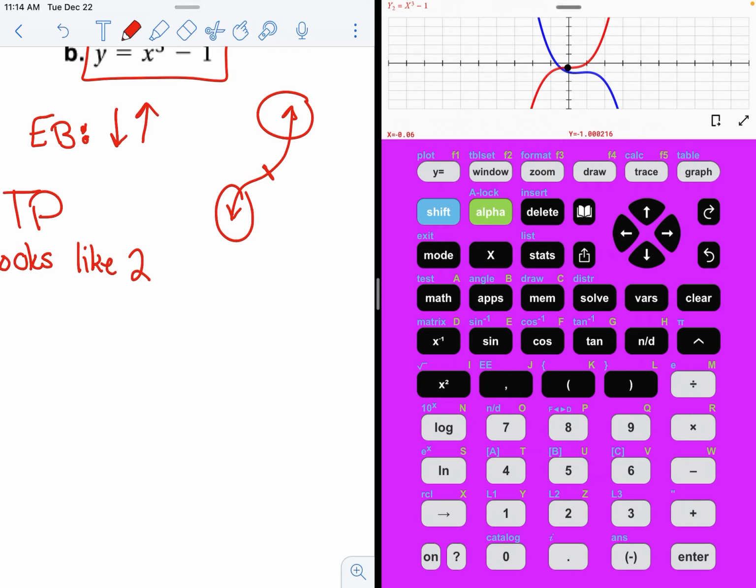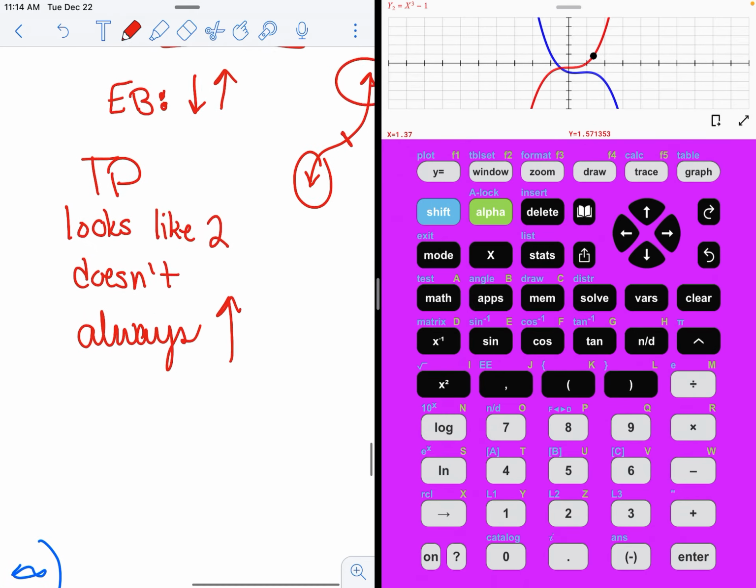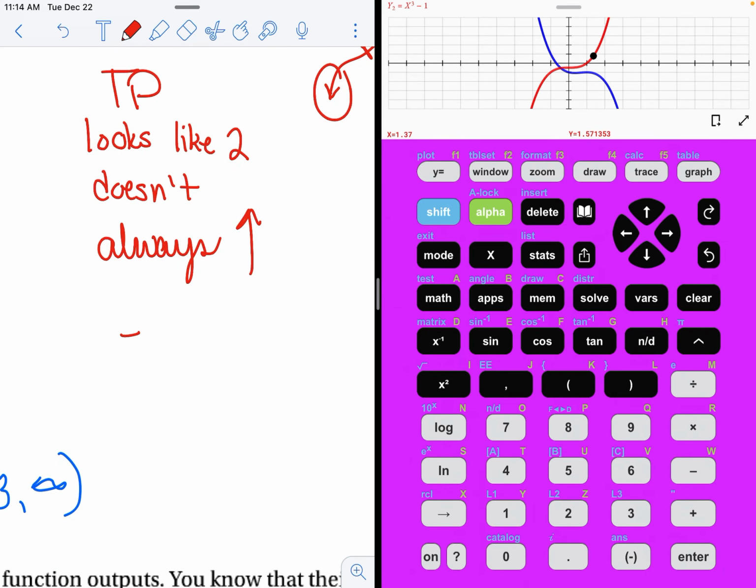Let's keep going. Higher, higher, higher. See how the y's are constantly getting higher? It doesn't turn, because it never changes from going down to going up or up to down. It's always going up, always increasing as you go along that red line. So we can say from negative infinity to positive infinity, this thing is increasing, which is really nice. We don't have to do all that turning point stuff.